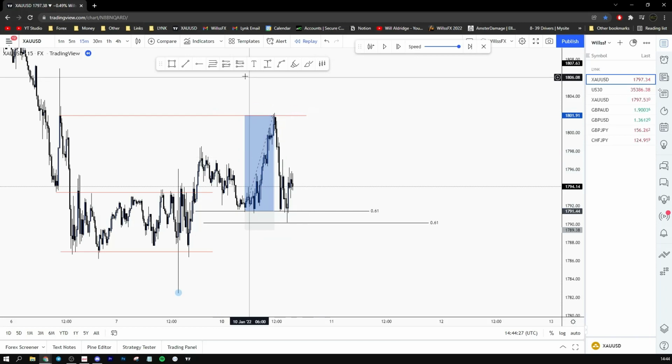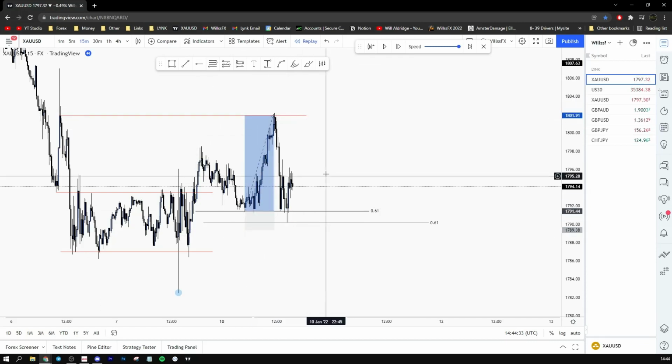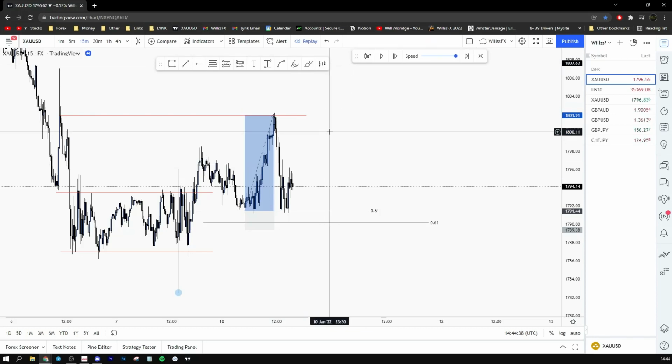However, if you miss this, you can still get entries. You could have bought here, shorted here, down. But that's obviously hypothetical because it doesn't actually happen.